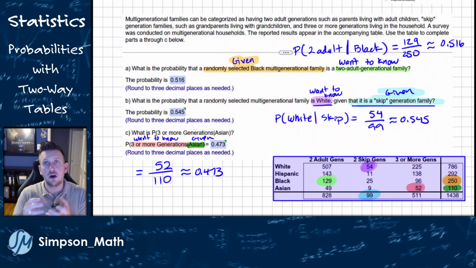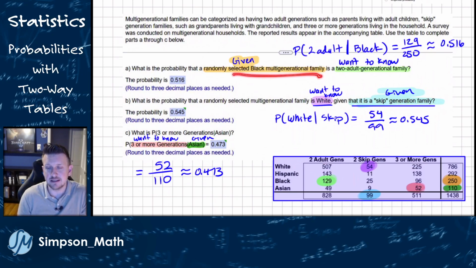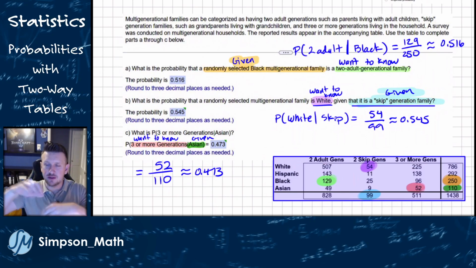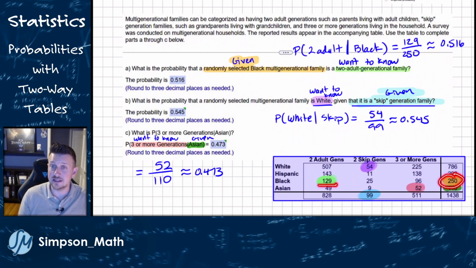So imagine I have all of those ping pong balls in a big old bag, but then I go, ooh, I'm just interested in the black families in this study. So I sort through my ping pong balls and make a bag of just the black families. Now I have 250 total ping pong balls, and 139 of them are the ones I'm looking for. They match my two adult generational families here. So that's where I get my 139 out of 250, which is about 0.516.